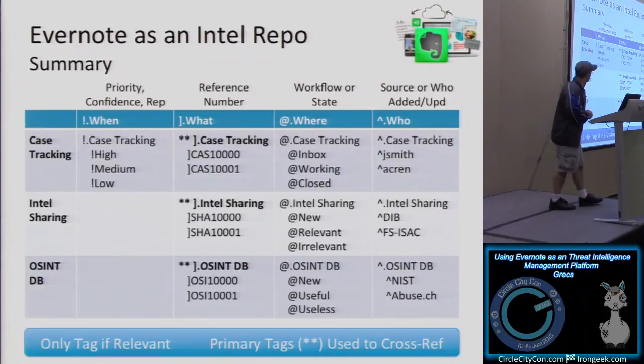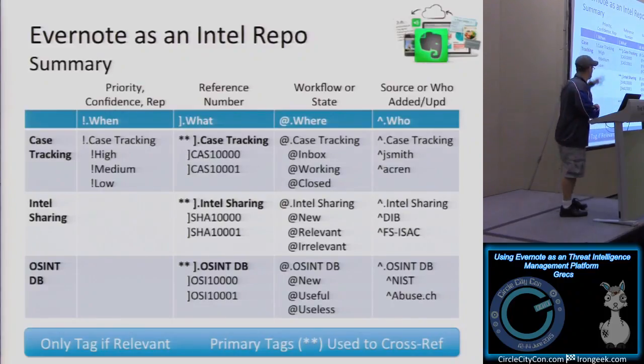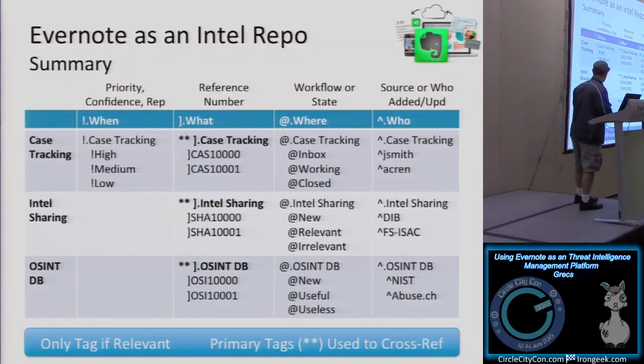So there's some good use there. Then there's the where column, which is the workflow or state. I already talked about the case tracking. Here I just use the example inbox, working or closed. For intel sharing, I wanted to come up with slightly different names. So there's something that's new, that's maybe never been looked at, and then as people look at it, they could tag it as, hey, this is relevant or not relevant, and you can come up with your own structure there. And then for the open source intel, new is its default state.